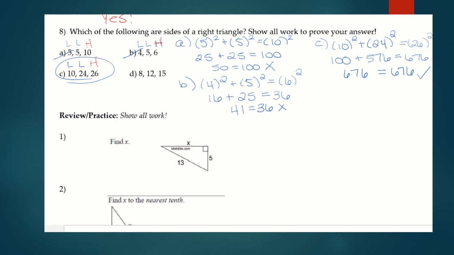Okay? If we did want to run through D really quickly, sorry, I'm just going to be a pain. 8 and 12 are the legs. 15 is the hypotenuse. So 64 plus 144, does that equal 225? It does not. Okay, so C is our answer.